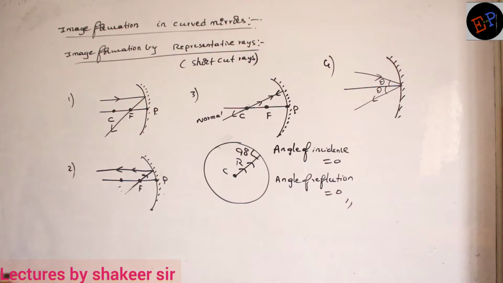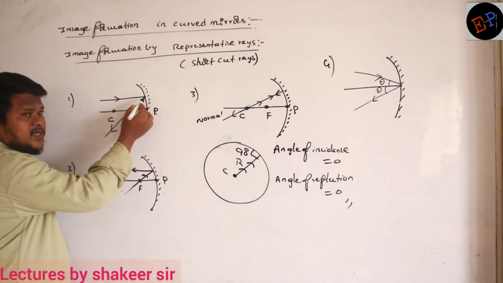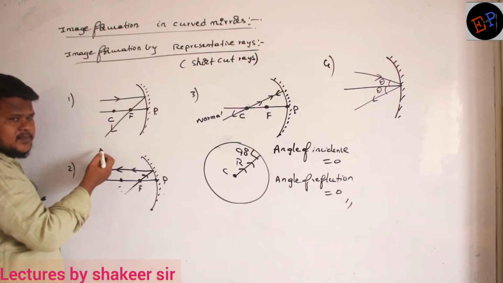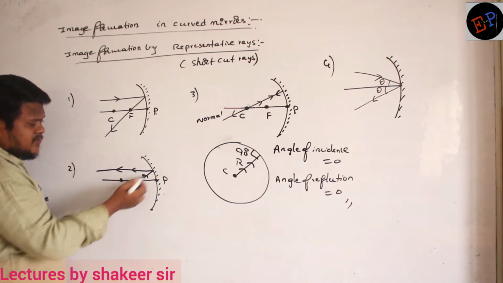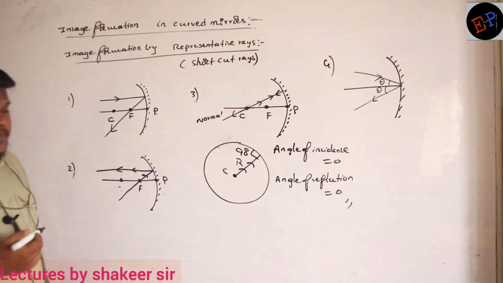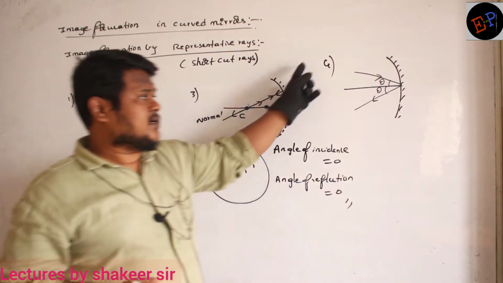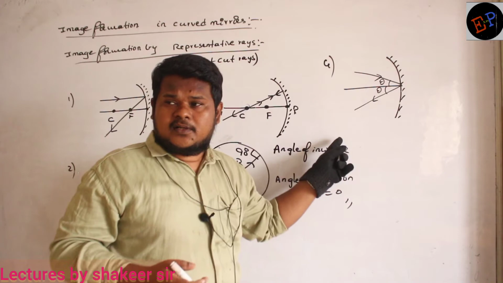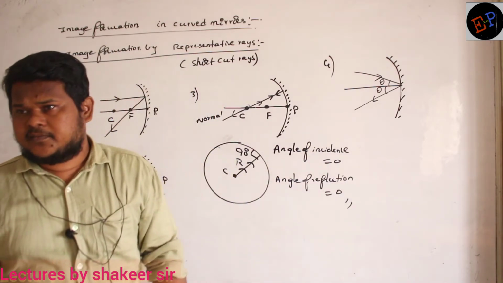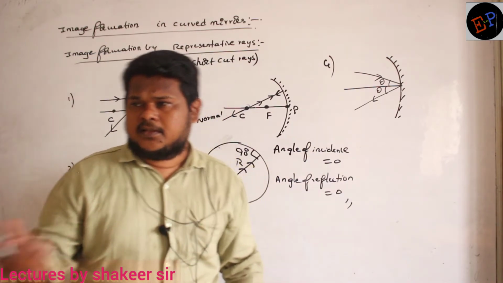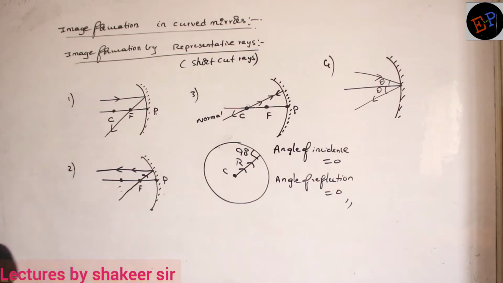Are you able to understand the logic? Light ray passing parallel to the principal axis, after reflection it should pass through the focus. Light ray passing through the focus, after reflection it should pass parallel to the principal axis. Light ray passing through the center of curvature retraces the path. Light ray falling at an angle of theta at the center of the mirror also reflects at the same angle theta, because angle of incidence and angle of reflection must be equal. Clear? That's it. Now let us try the image formation.